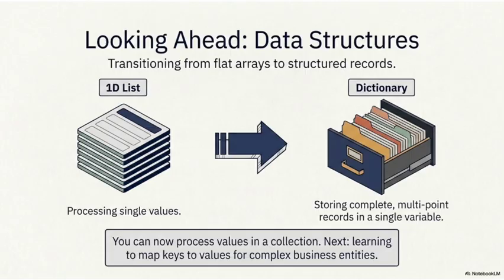A complete record with fields like name, price, quantity, and in stock. In the next module, Data Structures, you'll learn to map keys to values for complex business entities, allowing a single loop to process complete product records, customer profiles, or order objects, not just raw numbers. That's the jump from flat data processing to a real business data engine.